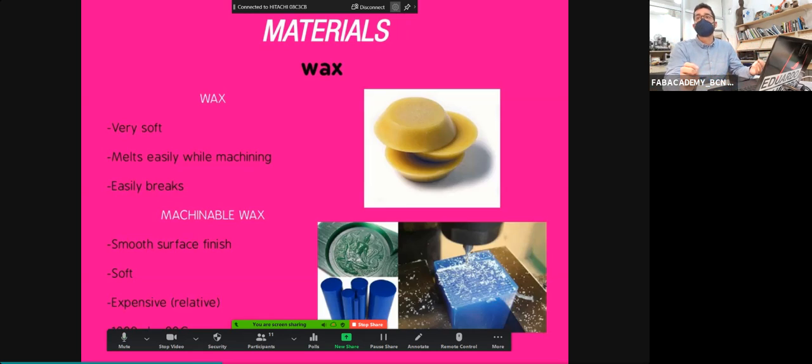Wax cuts really, really well and we use it for making molding and casting. You will get a really nice surface finish. For making molds, it's amazing and you can always reuse it because you can remelt the wax.